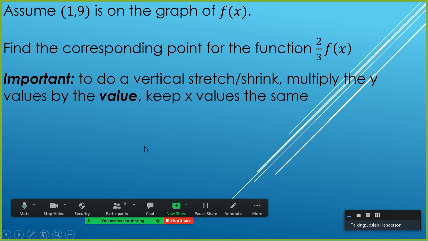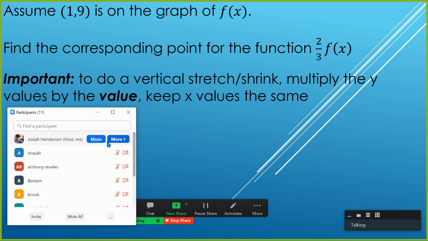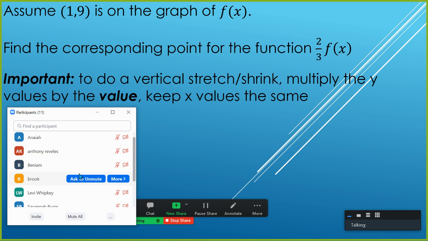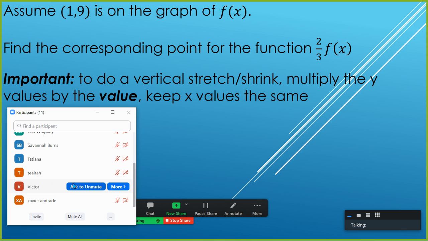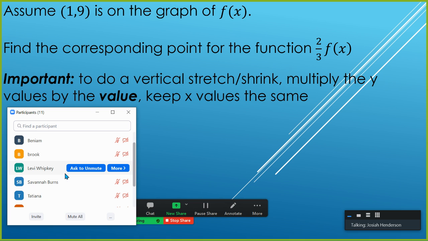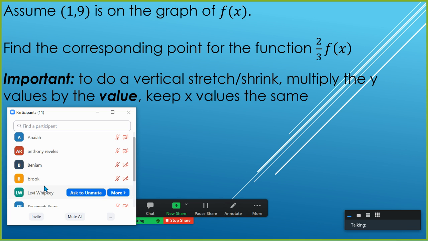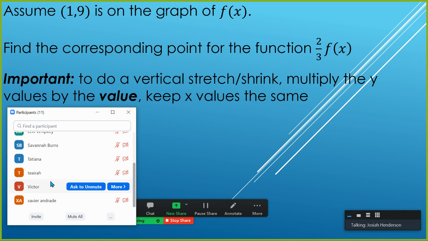I will really quick take a roll. Let's see, Savannah, Victor, Levi. No film on. Tira, Anaya, Brooke. Anthony, are you here? Anthony! High five, dude. Anthony's here. And Tatiana and Xavier, you are here too. Very good. All right.